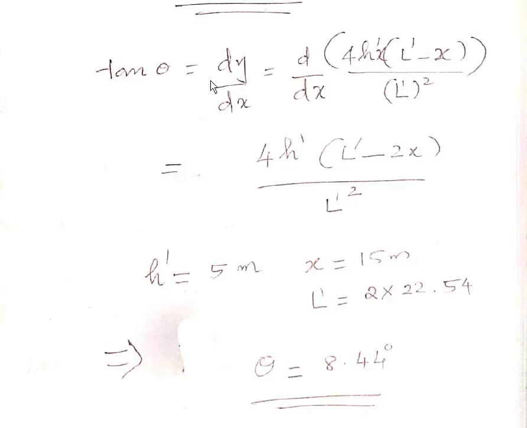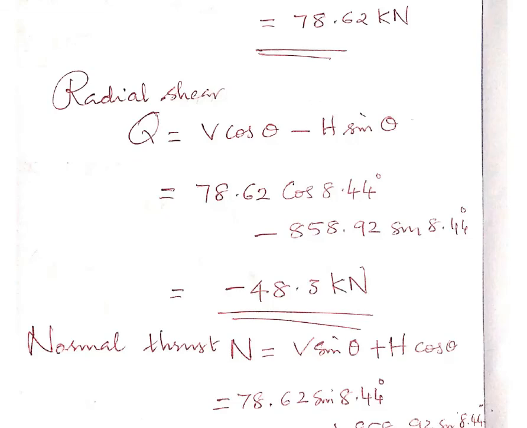So tan theta is equal to dy by dx, and this is the equation for dy by dx, and substitute the values of h dash, L dash and x in this equation. So h dash is equal to 5 meter, x is equal to 15 meter and L dash is equal to 2 times L1, that is 2 times 22.54. So from this, tan theta is equal to dy by dx, and theta is equal to tan inverse dy by dx. Here theta is equal to 8.44 degree. So the calculation of theta is over.